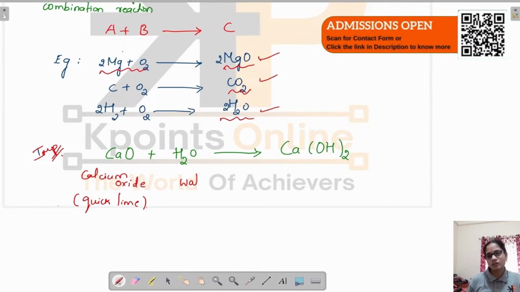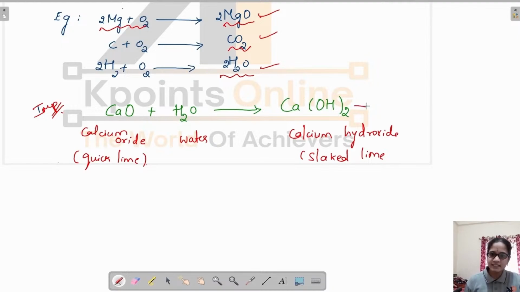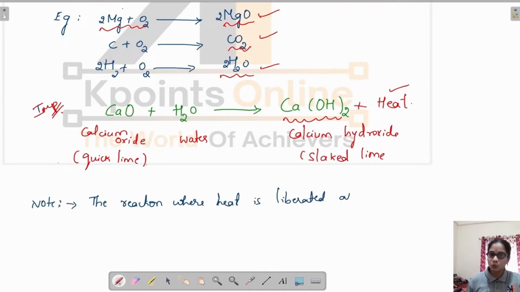It reacts with water to form calcium hydroxide. It is also called slaked lime. And also in this reaction, heat is liberated. Okay, along with the formation of product here, heat is liberated. Such a reaction where heat is liberated is called an exothermic reaction.